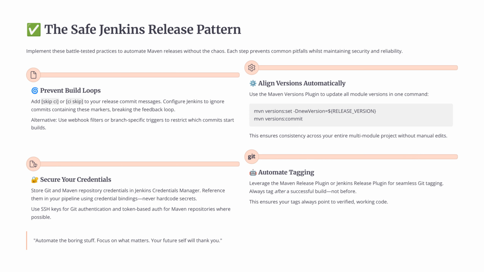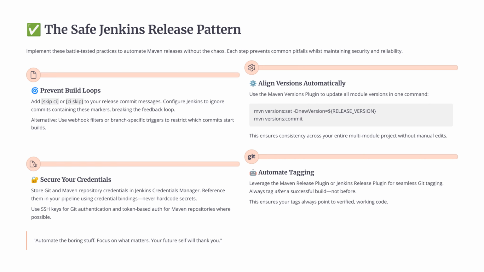Let's recap the entire pattern real quick. 1. Use the skip CI marker to stop loops. 2. Update versions automatically with the Maven Versions Plugin. 3. Store credentials securely in Jenkins. And 4. Tag releases only after a successful build.